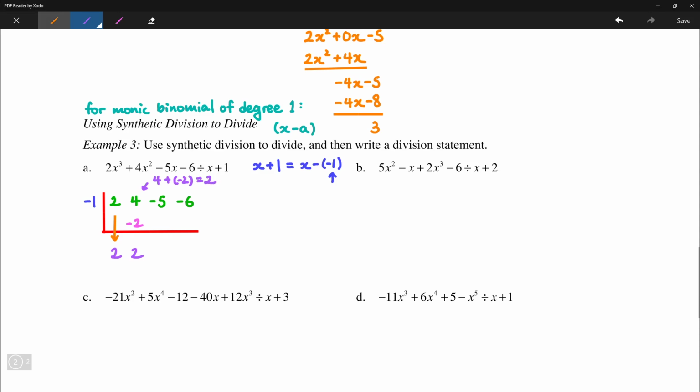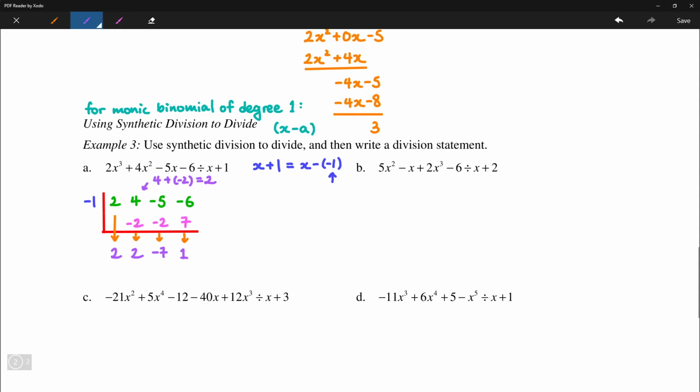All right, now we do the same thing. So maybe just here, next number, 2 times negative 1 is once again negative 2. And once again, we'll add. So negative 5 plus negative 2 is negative 7. And negative 7 times negative 1 is positive 7. And so, negative 6 plus 7 is going to give us 1.